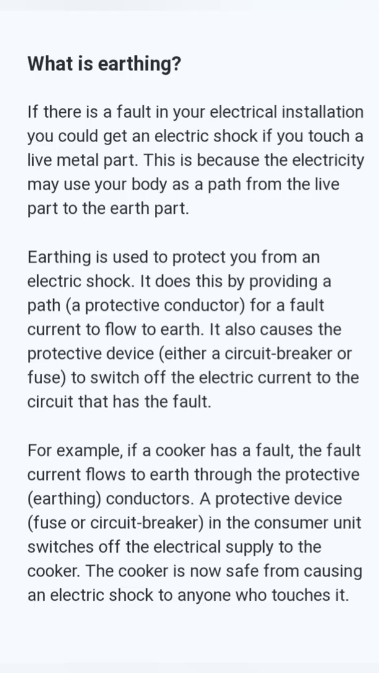Why is earthing important? To avoid the risk of shock, the body of electrical appliances are earthed, so that in case there is any leakage of current, then the electricity is directly passed on to the earth, which is at zero potential. So you can see over here why the earthing is important.